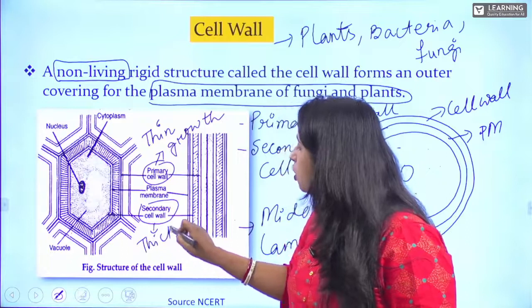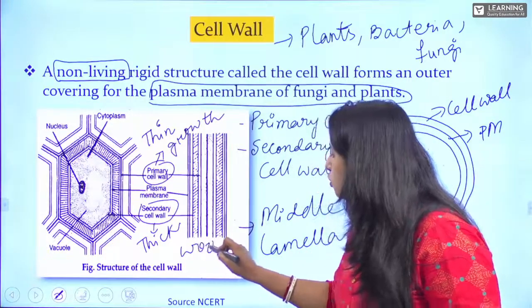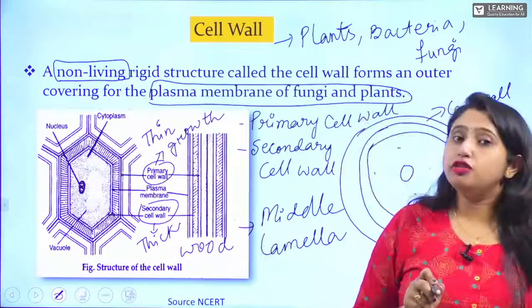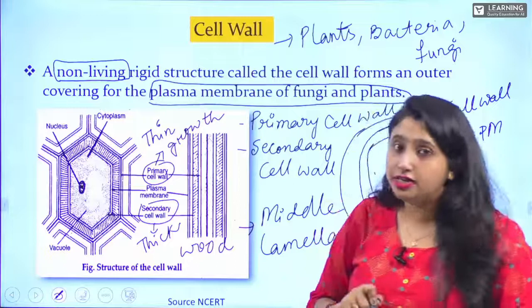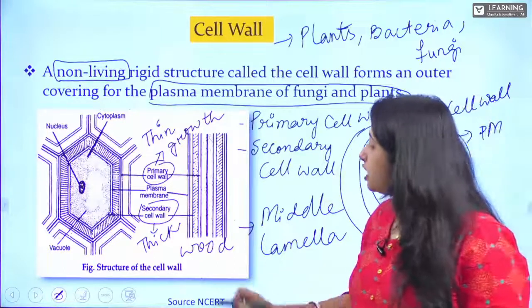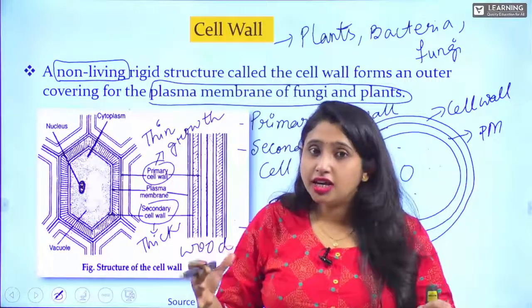Okay, in case of the woody plants, it helps in the formation of the wood. All right. So in case of the woody plant, that is the mature plant, you will see this secondary cell wall. Okay, so the secondary cell wall basically provides support. It is providing thickness to the plant.